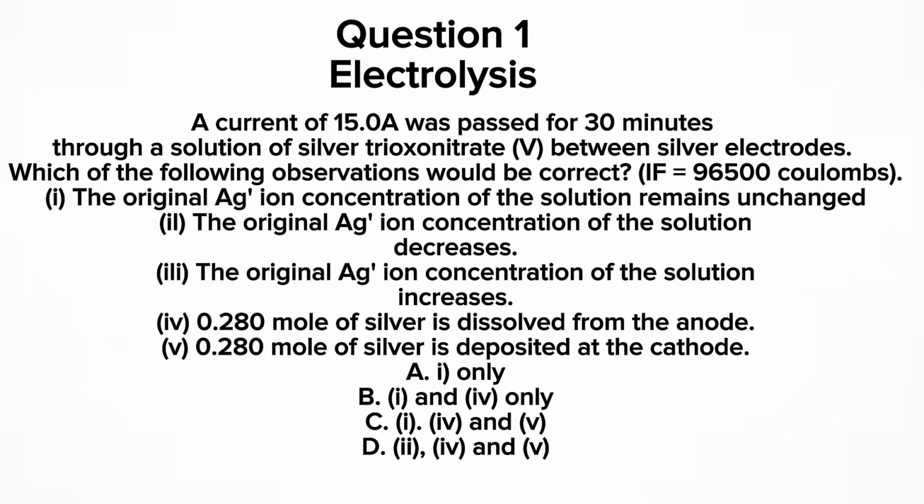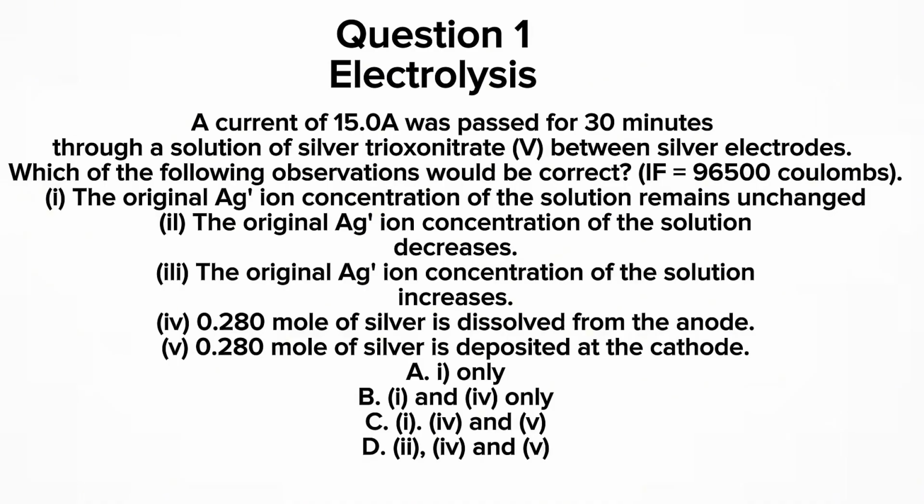So the question says, a current of 15 ampere was passed for 30 minutes through a solution of silver trioxonitrate(V) between silver electrodes. Which of the following observations will be correct? 1 Faraday is 96,500 coulomb.